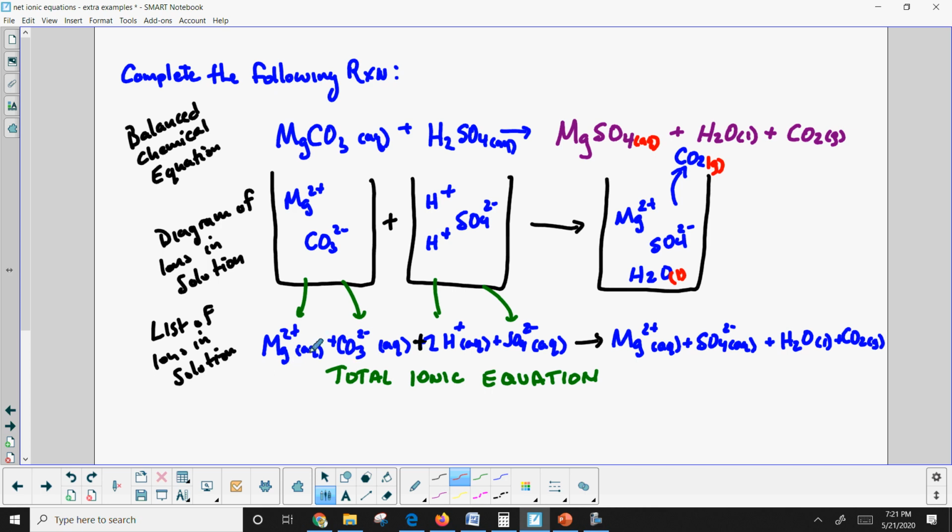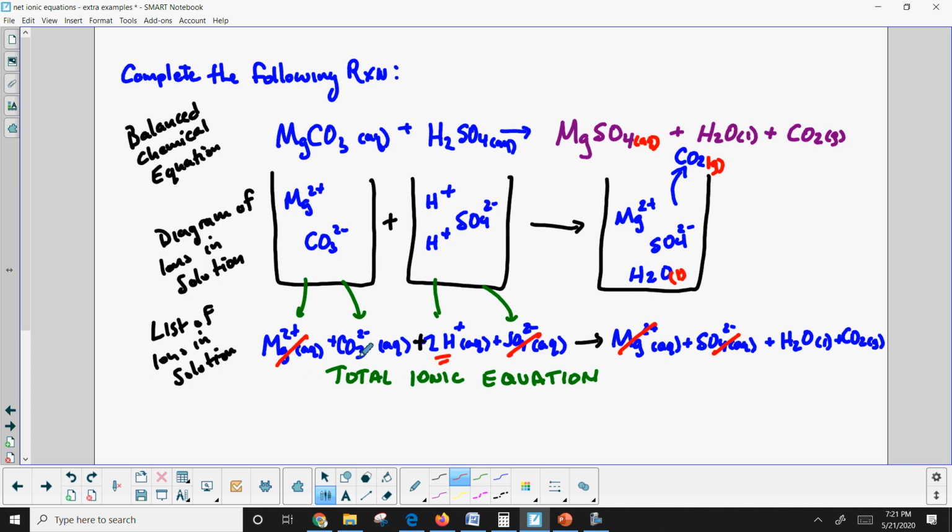So when I'm looking at the total ionic equation, you simply list all of the ions. Here we go. One magnesium, one carbonate, two hydrogens of sulfate. Here I've got a magnesium, a sulfate, water, and CO2. These are not ions, so it's just this part that's ionic. Then we're going to cancel out the ions that are there before and after, the spectator ions. Let's see here, I've got a magnesium, magnesium, aqueous. You have to double check it's aqueous. Oh, look, I've got a sulfate and a sulfate.